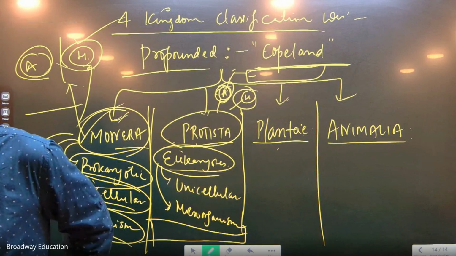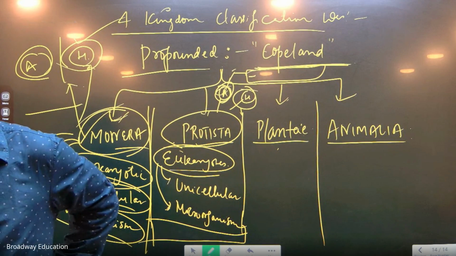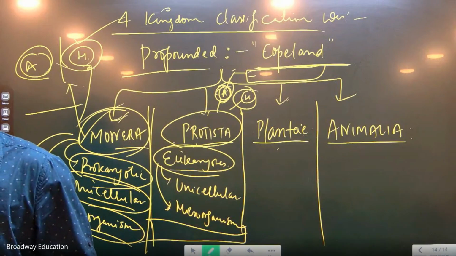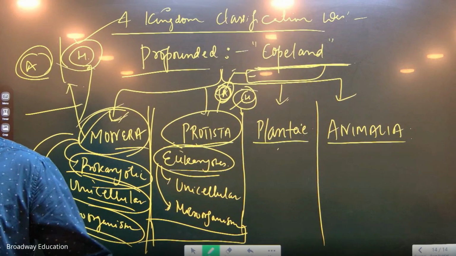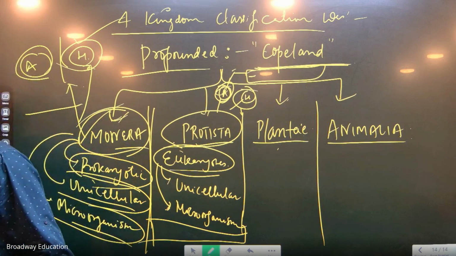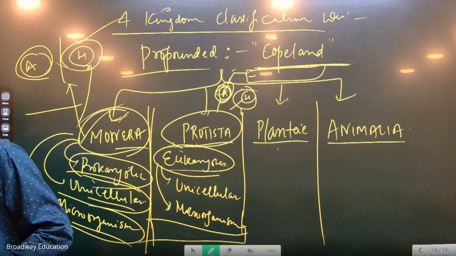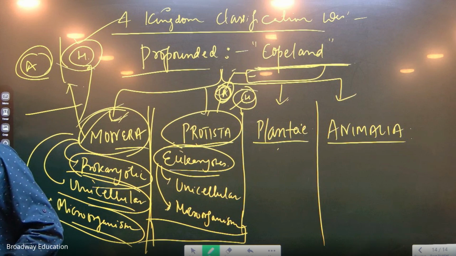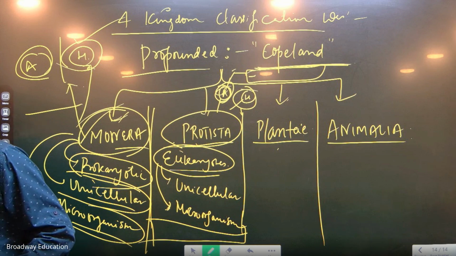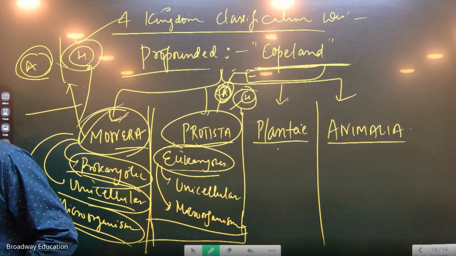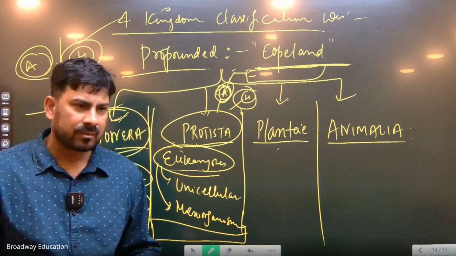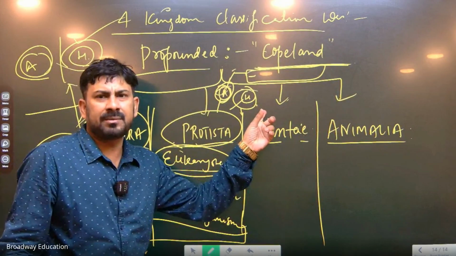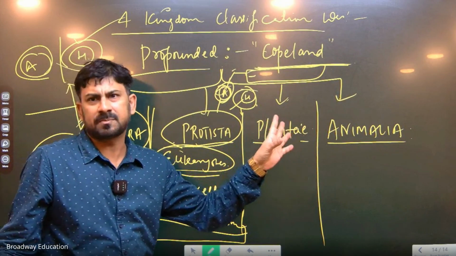Paramecium, P-A-R-A, M-E-C-I-U-M. Written? It can be amoeba also. Amoeba, A-M-O-E-B-A, etc. Okay? Paramecium, amoeba, etc. Is this part clear?